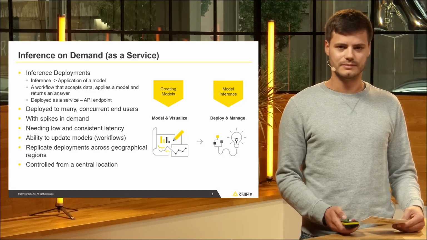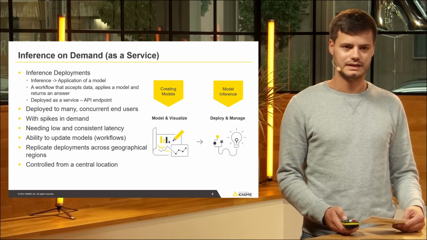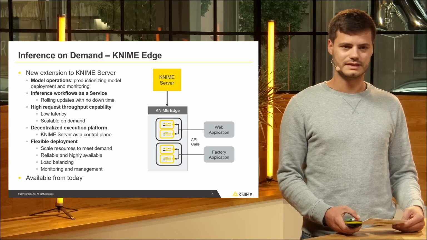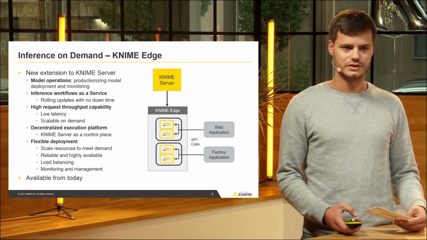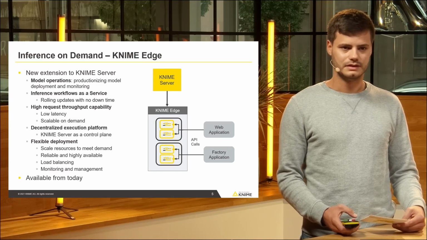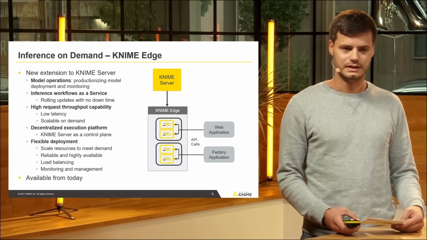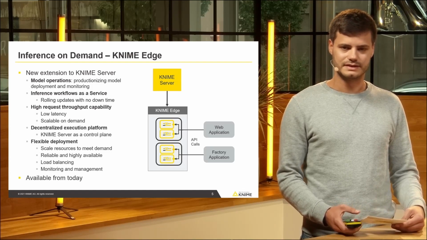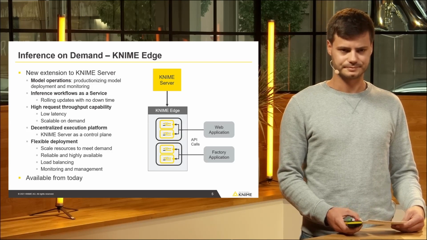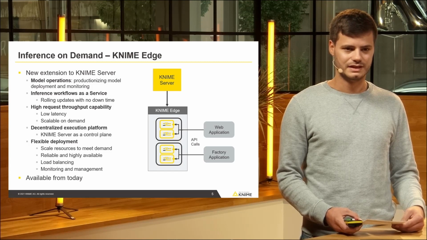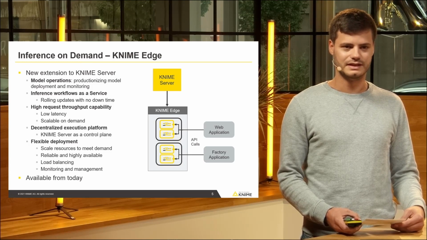So given all these requirements and use cases, we started working on KNIME Edge. So KNIME Edge is a new extension to KNIME Server and is able to meet all the demands of model operations for KNIME for inference services such as high egress throughputs, low latency, and being scalable and flexible. And best of all, I'm happy to announce that KNIME Edge is available as of today.